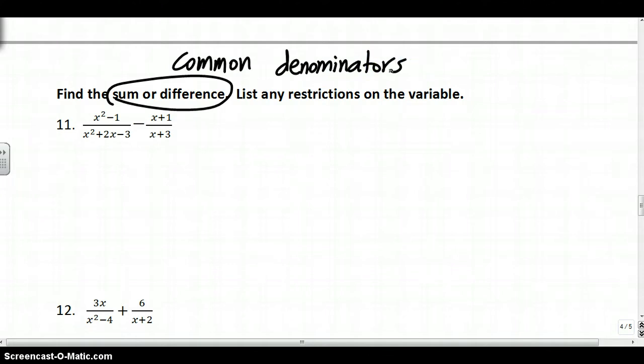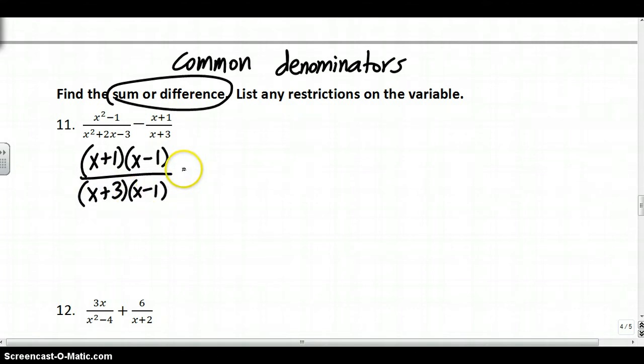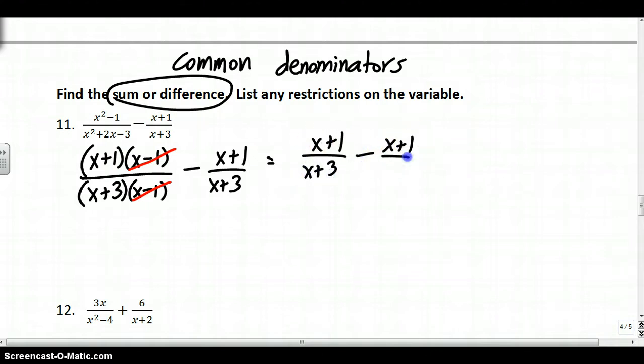Okay? So, x squared minus 1 over x squared plus 2x minus 3. Now, it might actually be a good idea to factor x squared minus 1. I think we'll see why here in a second. It's x plus 1 times x minus 1 over what multiplies to negative 3 and adds to 2. Well, that would be positive 3 and a negative 1. Minus x plus 1 over x plus 3. Now, those of you who are observant will notice, well, hey, Mr. Cruze, those x minus 1's cancel. Which leaves us technically with x plus 1 over x plus 3 minus x plus 1 over x plus 3.